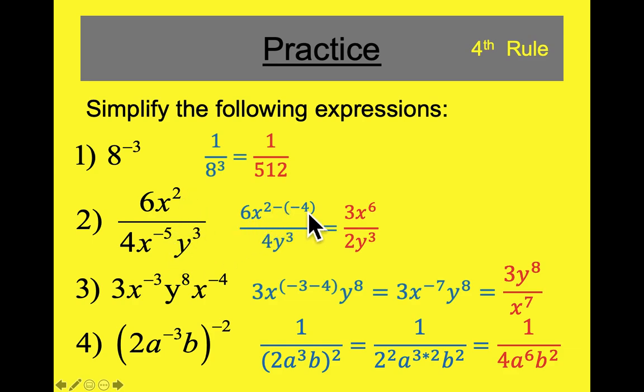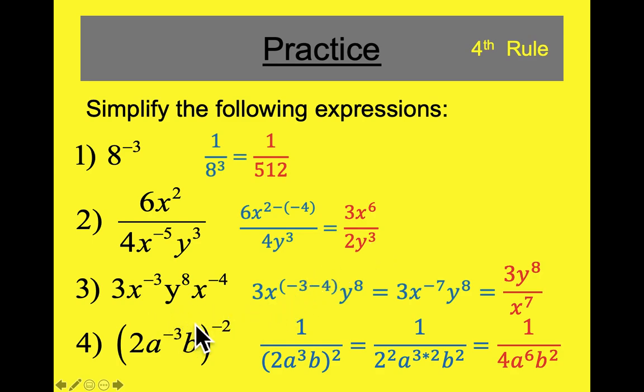And I have a typo here. This should be a negative 5. So, let me go back. So this should be x squared minus negative 5. I apologize. And then the y remains in the denominator with the 4. But this should be 2 minus negative 5. So that's like 2 plus 5. So this should be x to the 7th. So this should be 3x to the 7th over 2y cubed.